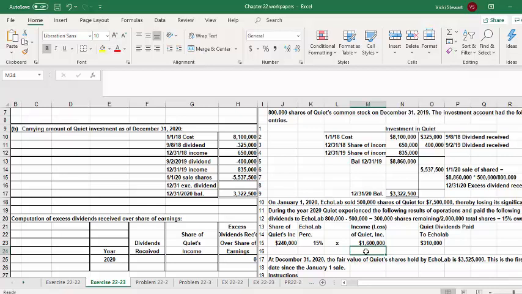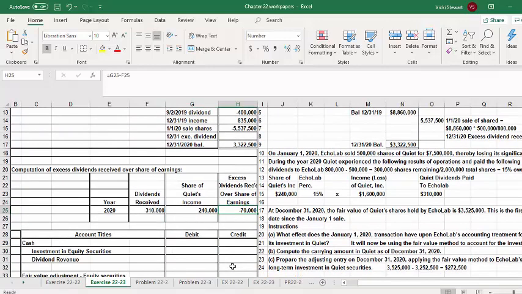So the problem gave us Quiet's net income for 2020 of $1,600,000. We are now a 15% owner in Quiet, so 15% of $1,600,000 is $240,000. So we're going to compare the dividends that we received, $310,000, with our percentage ownership in Quiet's net income, which was $240,000, and we see that we did receive an excess dividend of $70,000, and that would be considered to be a liquidating dividend.